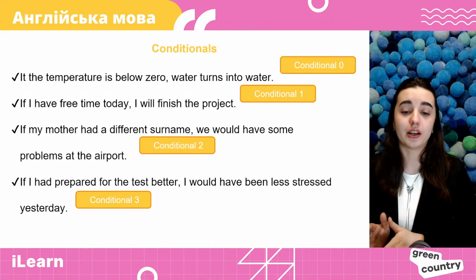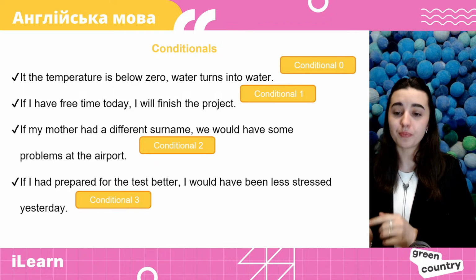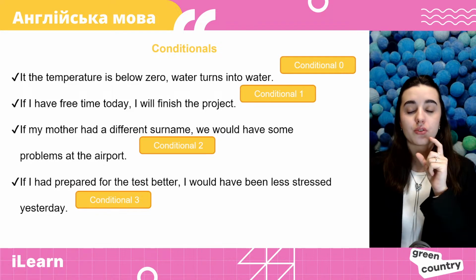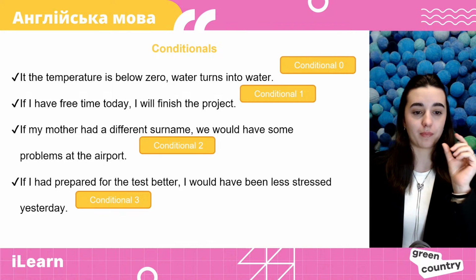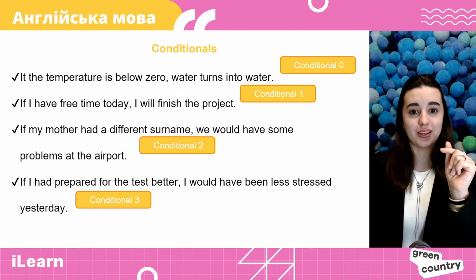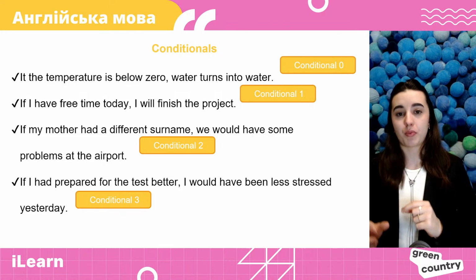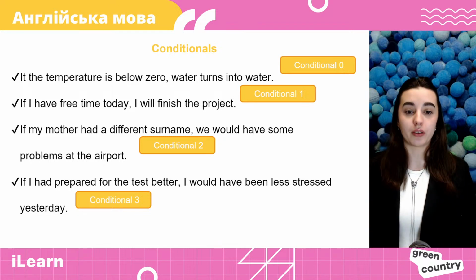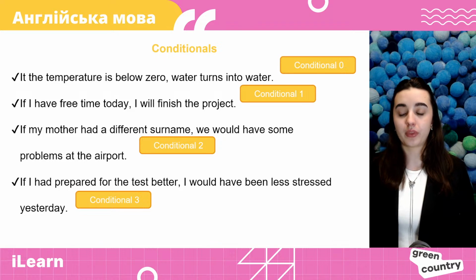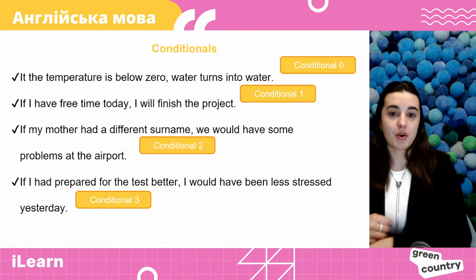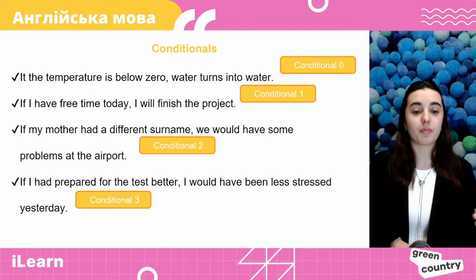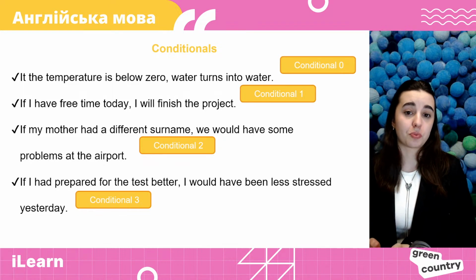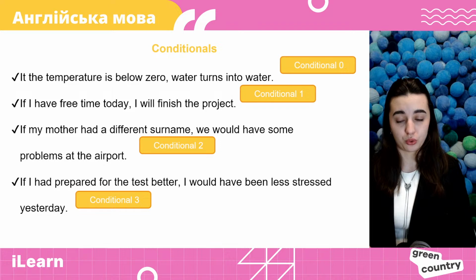And now we are talking about second. Якби, here we have the parts якби. Ось основна різниця в першому і другому, що в першому ми перекладаємо це як "якщо", в другому і третьому це "якби". Тобто це нереальна ситуація. Якби моя мама мала інше прізвище, ми мали б проблеми в аеропорту. Але насправді вона не має іншого прізвища, тому у нас немає проблем в аеропорту.